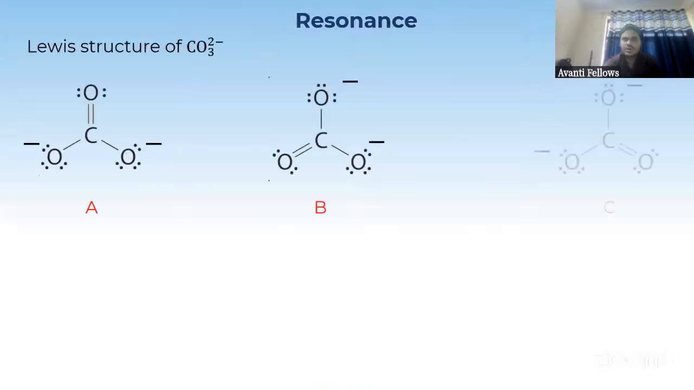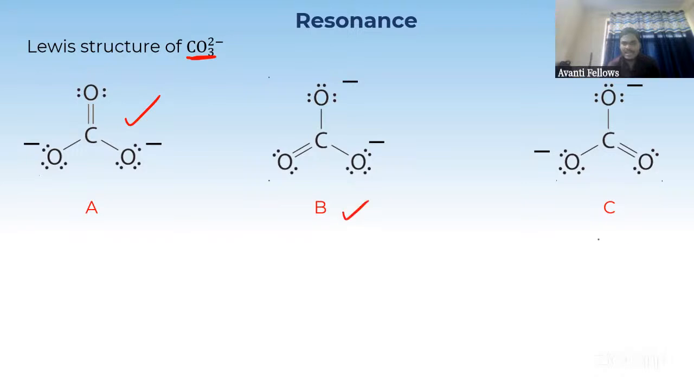Now, we have resonance. What do you mean by the term resonance? In resonance, we have different structures of the same molecule. For example, here we have CO3 twice negative. It has A, B, and C, three different structures, but the molecular formula remains the same, that is CO3 twice negative.